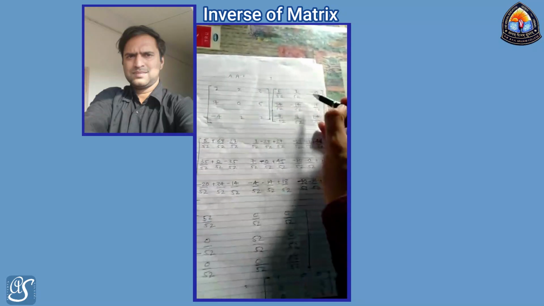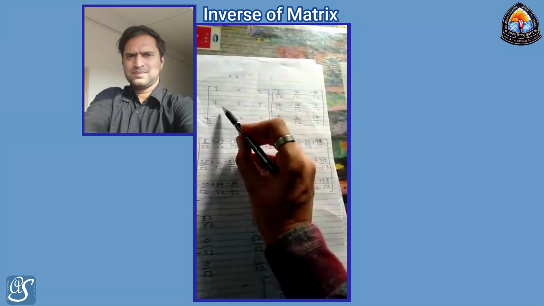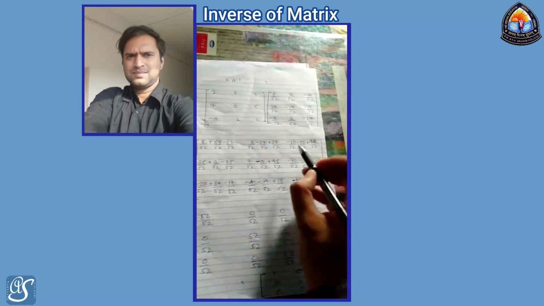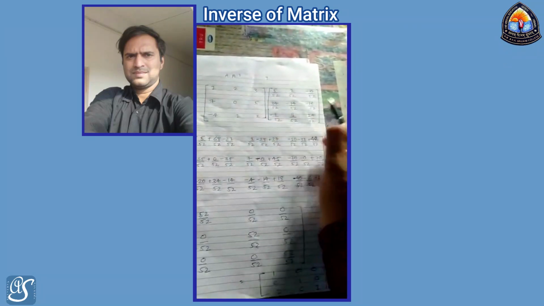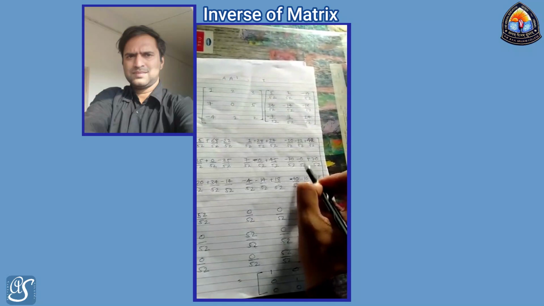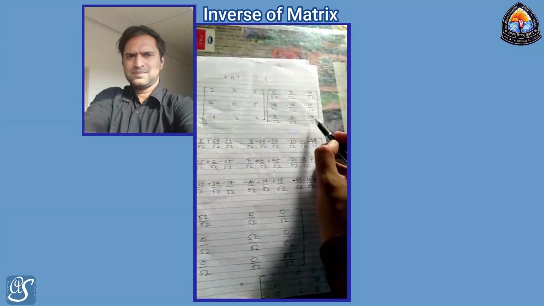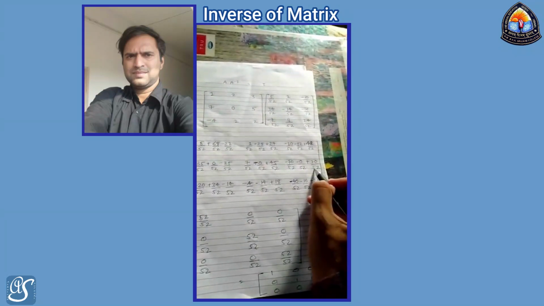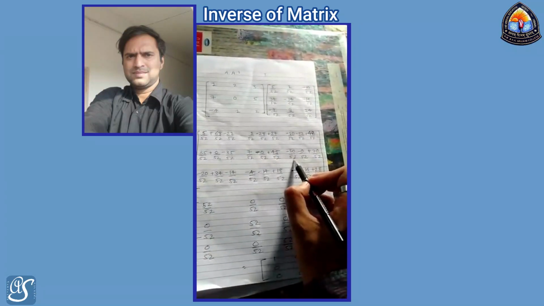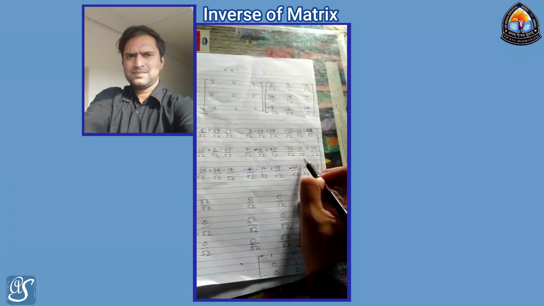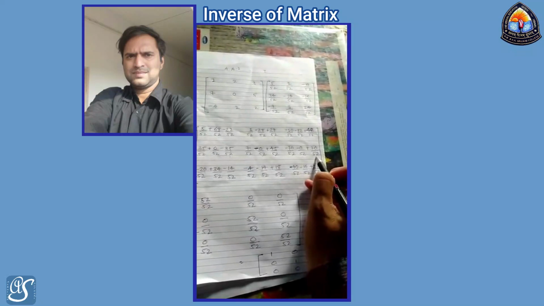Now second row, third column. So 7 into minus 10 upon 52, so minus 70 upon 52. 0 into minus 16 upon 52, so minus 0 upon 52. 5 into 14 upon 52, so 70 upon 52. So second row, third column is minus 70 upon 52 minus 0 upon 52 plus 70 upon 52.